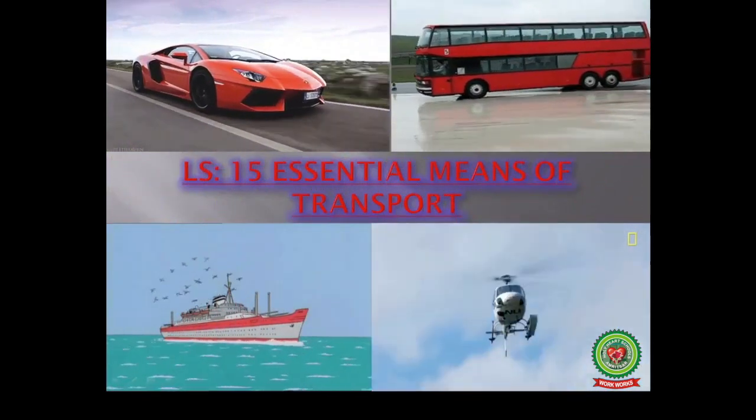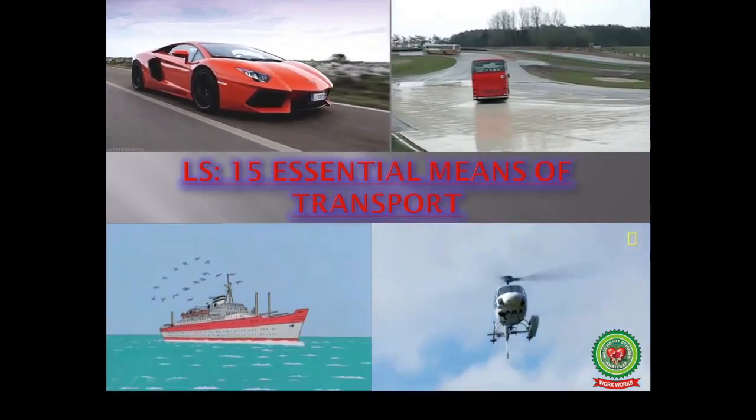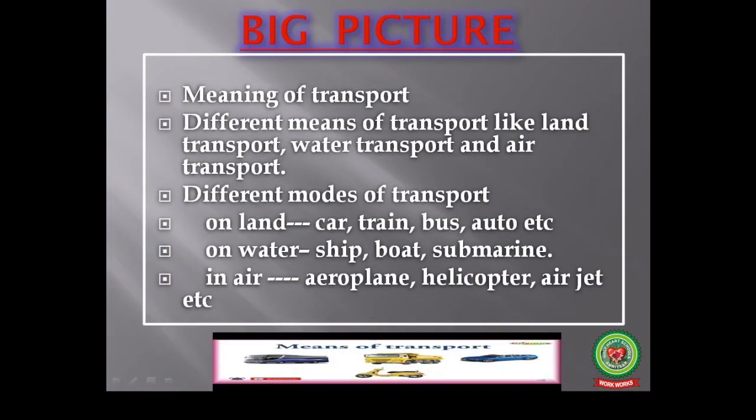Students, today I am going to start a new lesson. Lesson 15, Essential Means of Transport. In this lesson, I am going to discuss the meaning of transport and different means of transport like land transport, water transport and air transport. Different modes of transport on land: car, train, bus, auto, etc. On water: ship, boat, submarine, etc. In air: aeroplane, helicopter, air jet, etc.